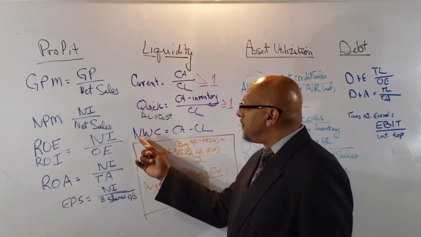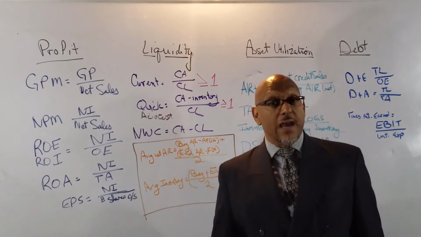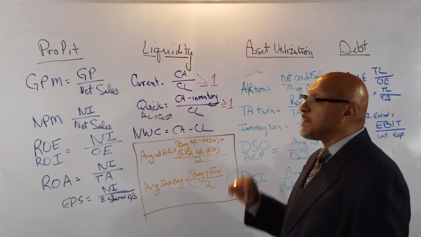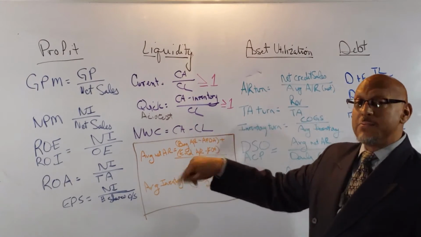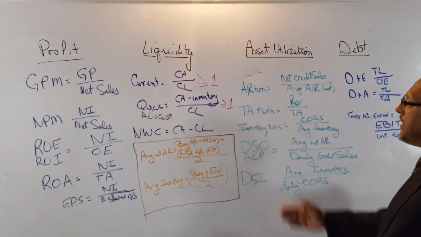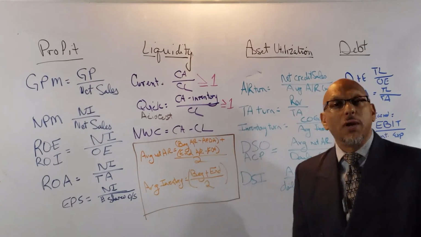We've also talked about the NWC, or net working capital, which is the same as current assets minus current liabilities. Don't mind this for just a moment. I'll explain this box in a moment. So liquidity is basically the current and quick ratios.